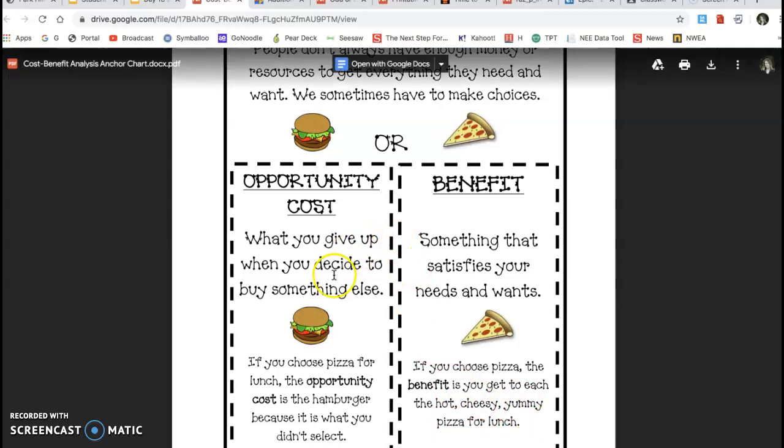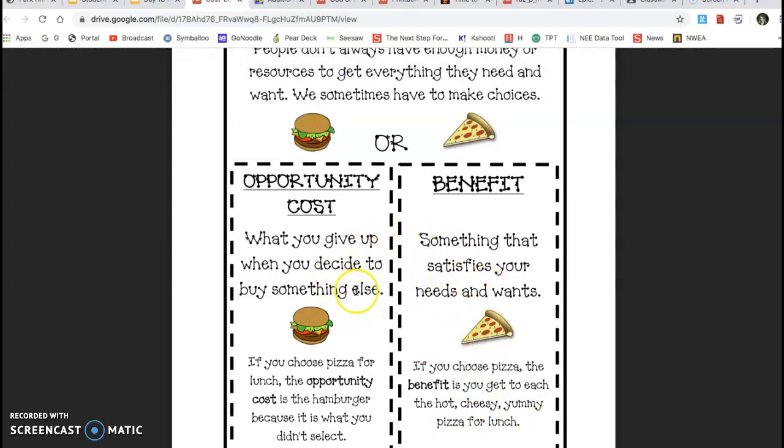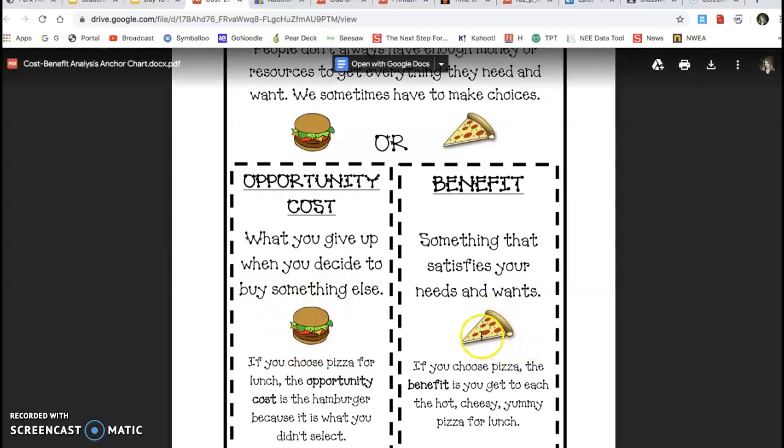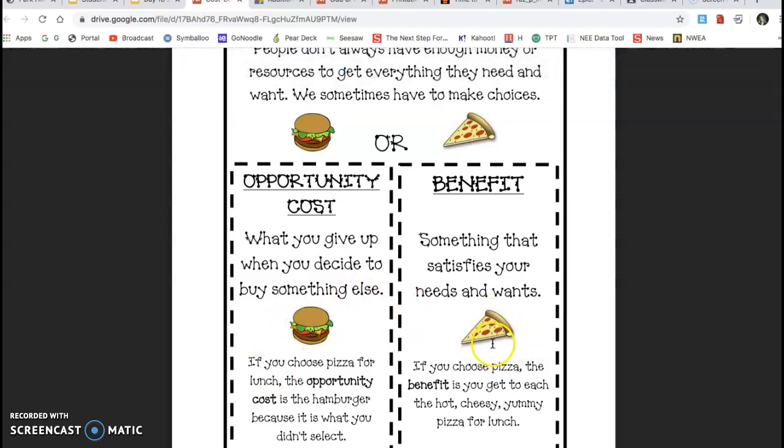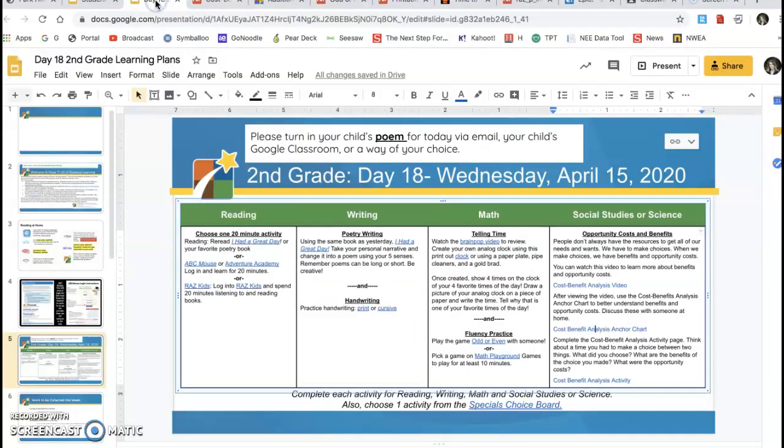And there's an opportunity cost and a benefit to both. So if you choose pizza for lunch, the opportunity cost is the hamburger. If you choose pizza, the opportunity cost is that you don't get to have a juicy, flavorful burger, but you do get pizza. So this one's kind of a confusing comparison. So if it's not clicking with your child, you can just have them watch that video. And then complete the cost benefit analysis activity page.